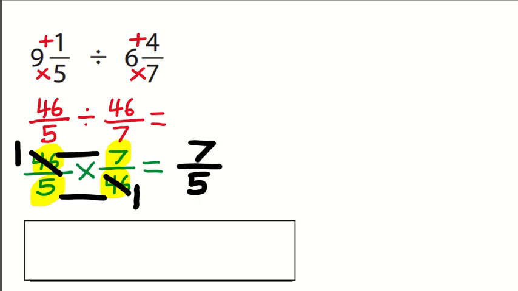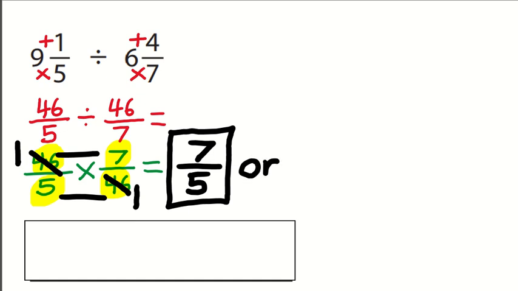Now, we have an improper fraction because the top is larger than the bottom. That's perfectly fine, but we also must write it as a mixed number. And we do that by answering the division problem. What is 7 divided by 5? Well, I know that 5 will go into 7 one whole time. And I know that there will be 2 left over.